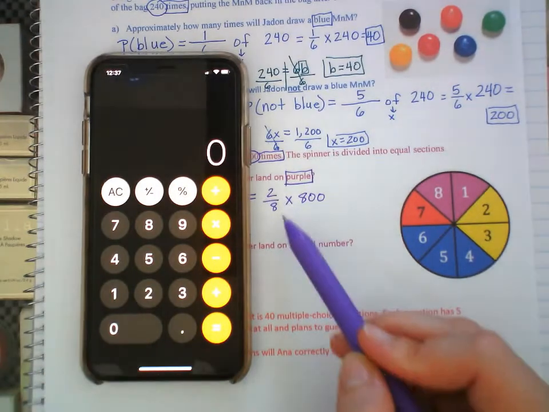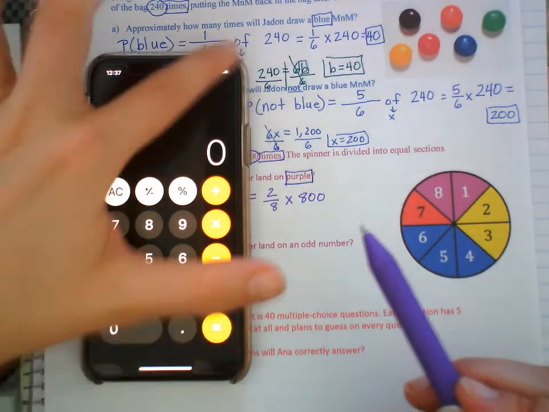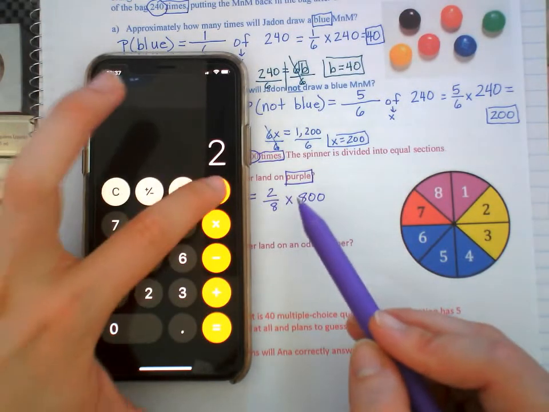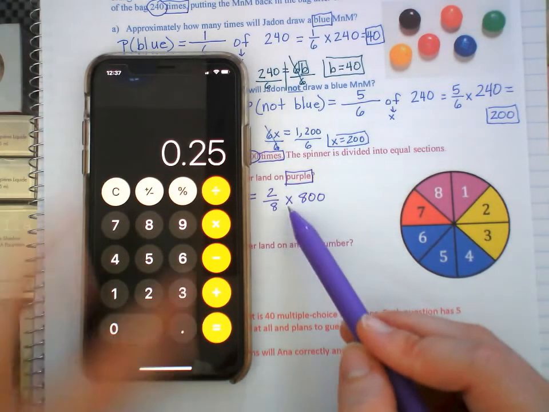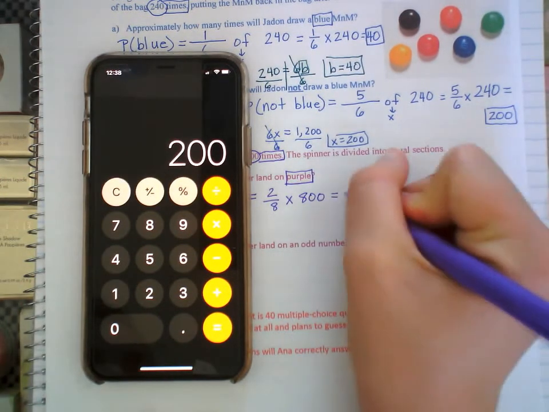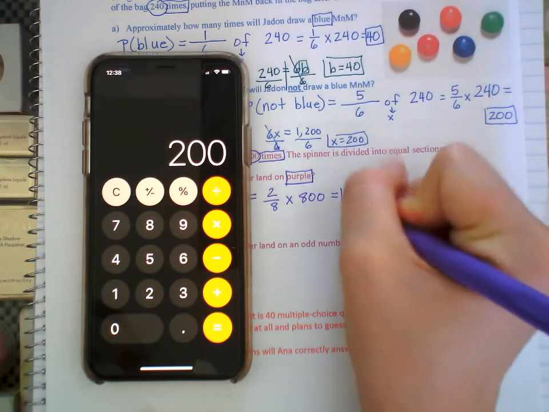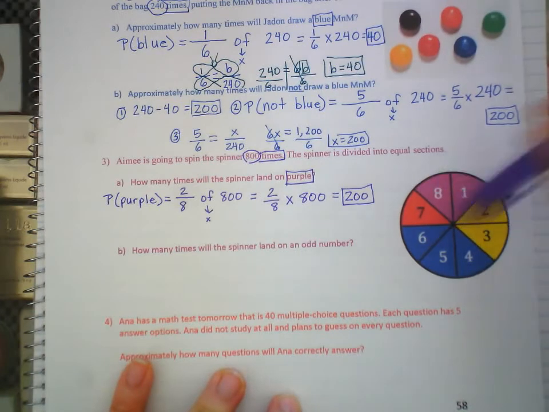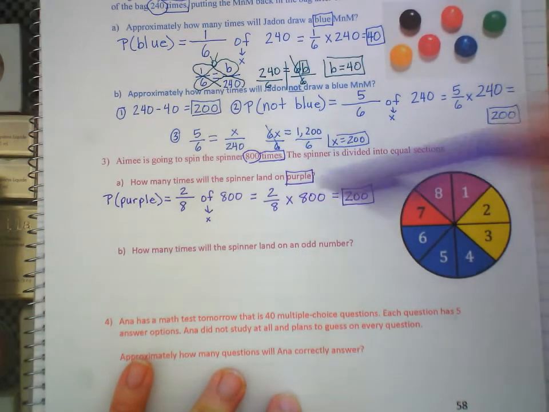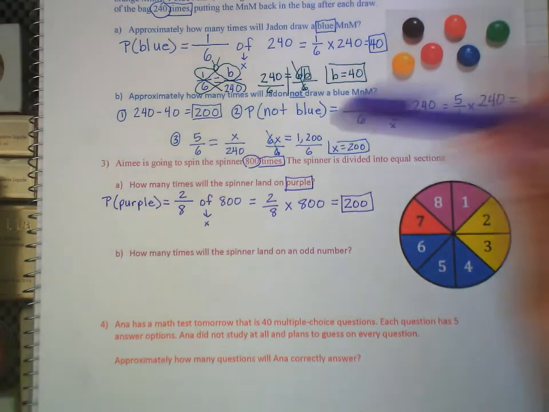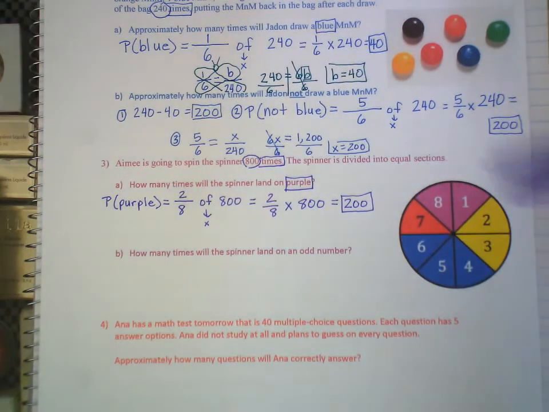A lot of you guys don't have your fraction calculator, so you have to actually type it in like a division. So 2 divided by 8 times 800. That means approximately 200 times Amy's going to land on purple. That makes sense because 1/4, 1 out of 4, of 800 is 200 times. If you did it the butterfly method, you should have also gotten 200 times.